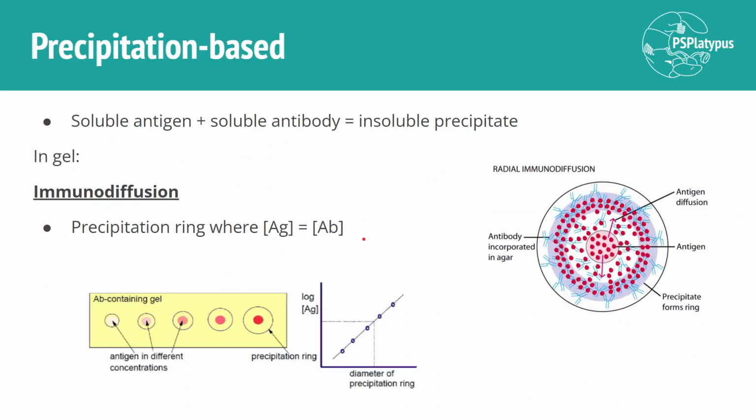Okay, another one is through immunodiffusion. If we're going to use something like a gel instead of a solution, the idea is that I have an agar plate or a gel plate with antibodies throughout, and now I am adding an antigen into the middle of that plate. As the antigen spreads out, the concentration of the antigen decreases to such a point where the concentration of the antigen will be the same as the concentration of the antibody.